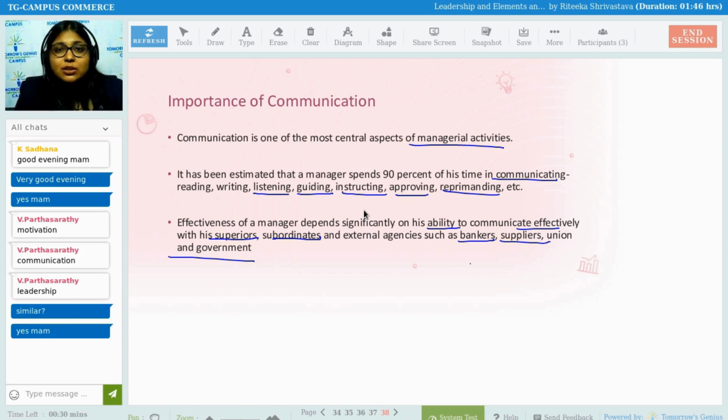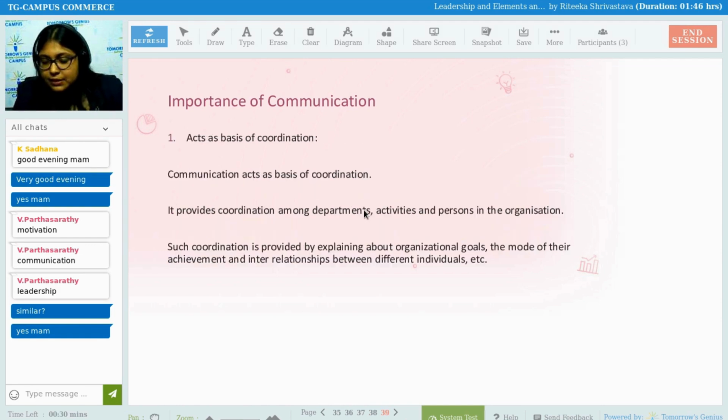There are external people also who are involved in the business, so with them also you have to communicate, right? It could be suppliers, bankers, government, financial institutions, or other organizations. So with them also you have to keep your communication very precise and clear. So communication is extremely important for all the managers, and not only for managers, for us also, right?